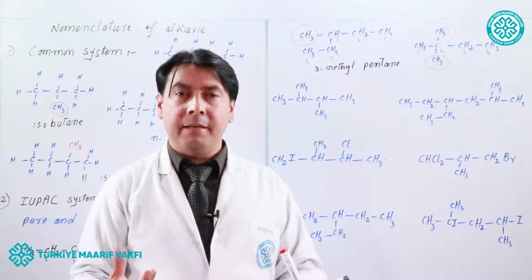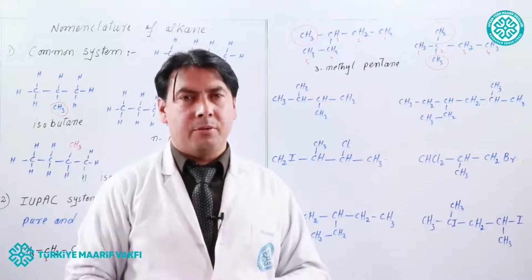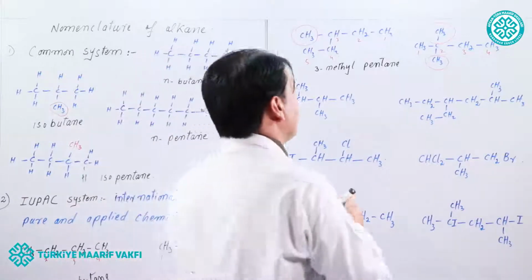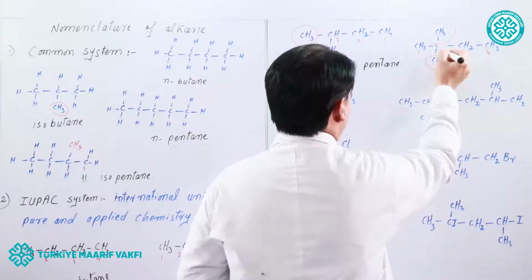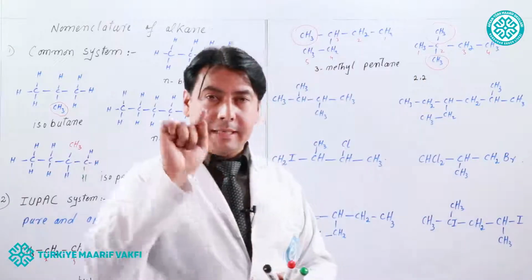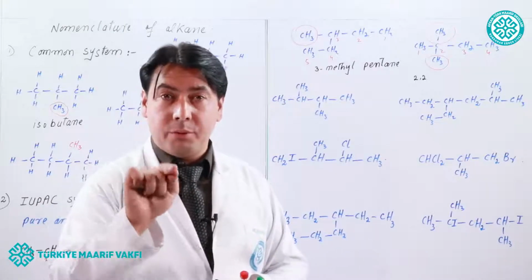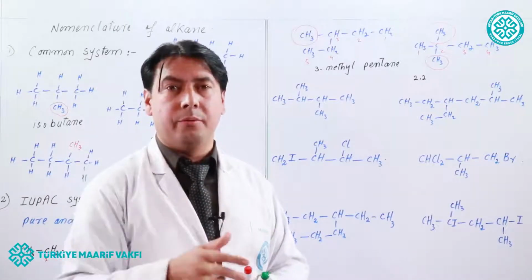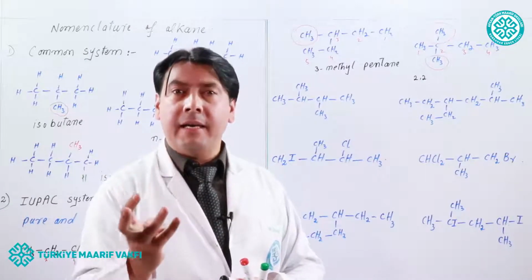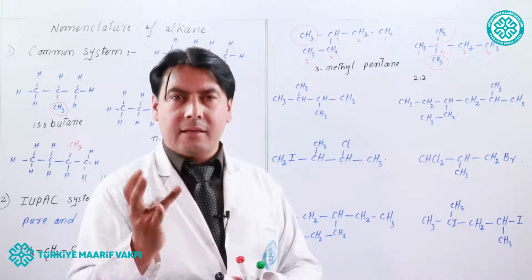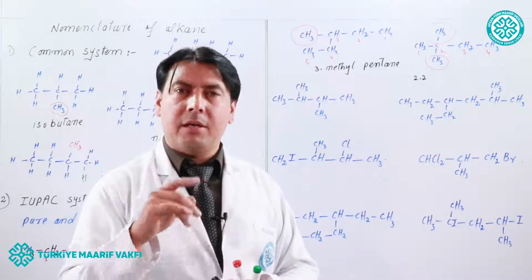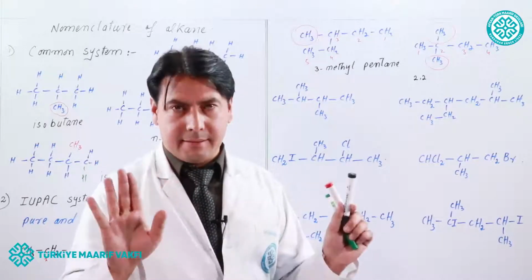So how will we name these types of compounds? We have to repeat the position of the carbon to which the substituents are attached: 2, 2. And if there are 2 substituents, the prefix di will be used. If there are 3 substituents, the prefix tri will be used. And if there are 4, tetra, penta, etc.